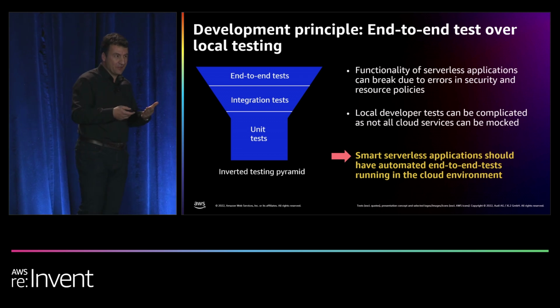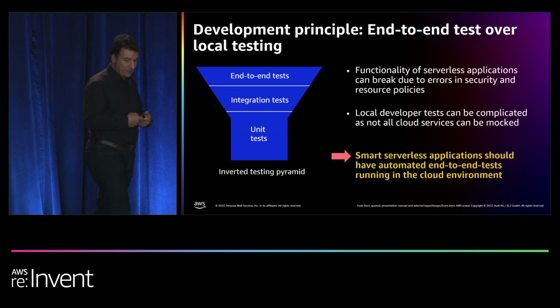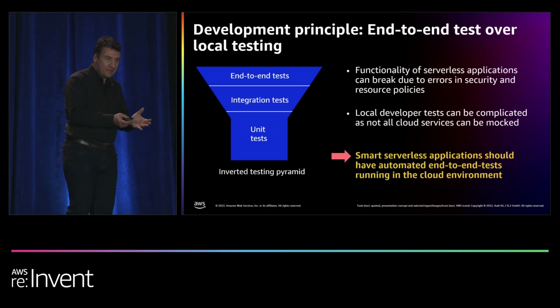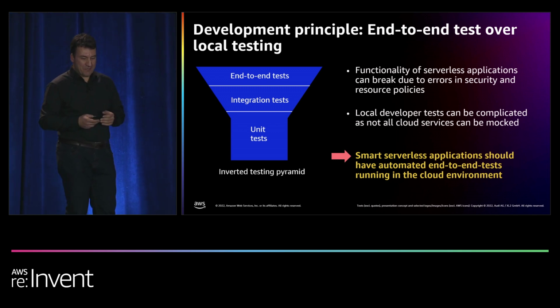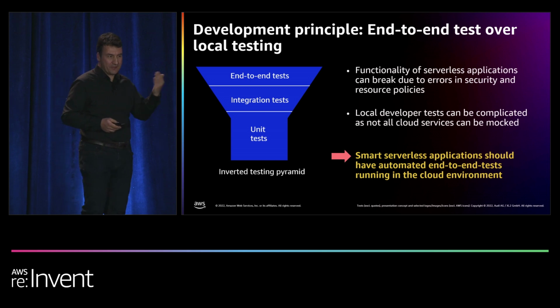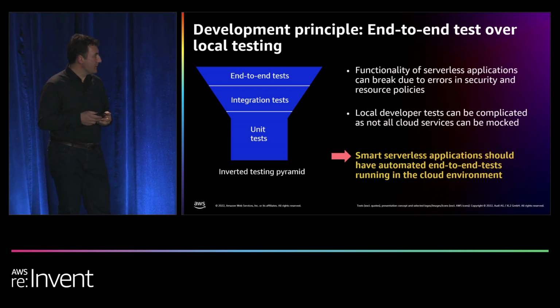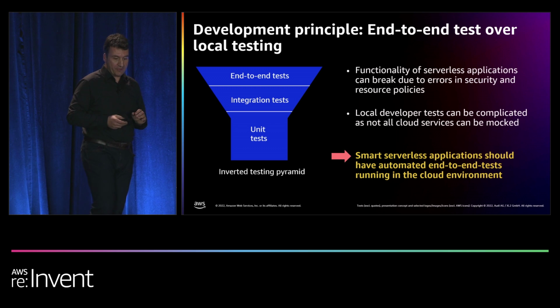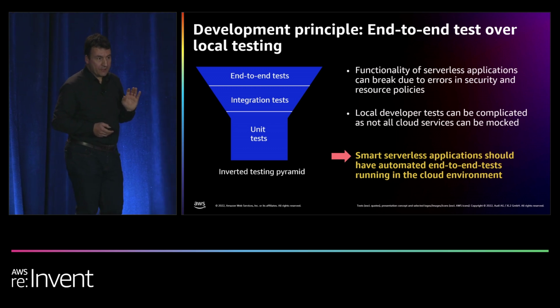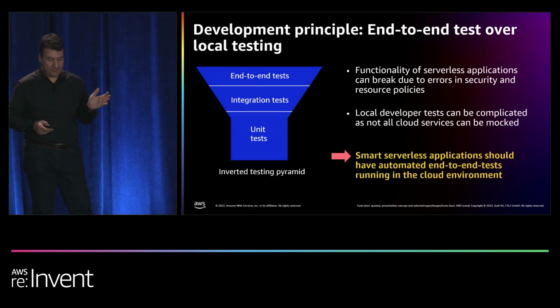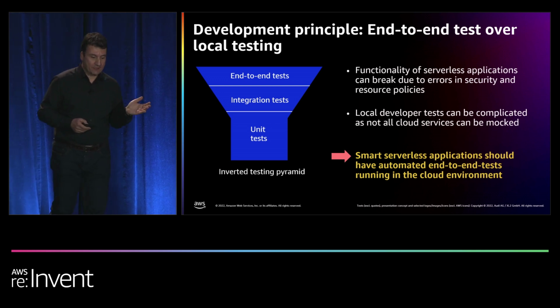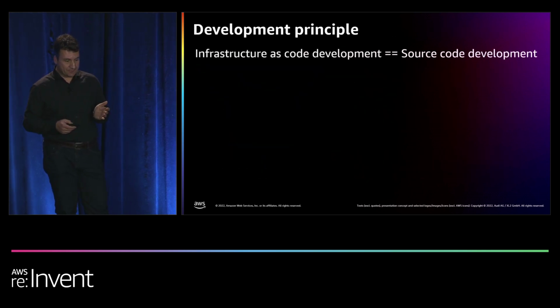It's also more difficult in serverless development for developers to check things locally. So it is better that developers do the testing quickly by deploying. And you safeguard your components by having end-to-end tests that verify not only that the single change worked, but that the whole application is still working. Therefore, our recommendation is that for smart serverless applications, you should have automated end-to-end tests running in the cloud environment.